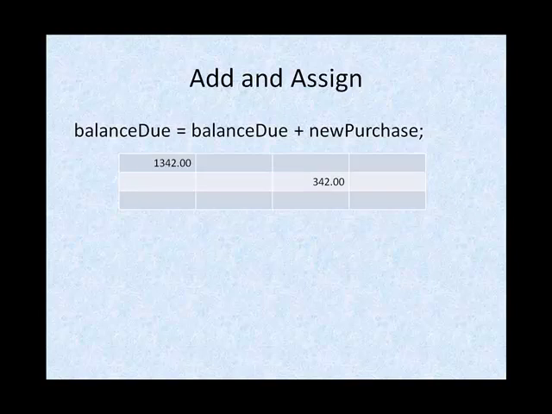You can make a statement such as balanceDue = balanceDue + newPurchase, and it would take 1,000 plus 342 and assign the result, 1,342, into balanceDue. The statement balanceDue += newPurchase does exactly the same thing. It takes the value on the right, adds it to the value on the left, and assigns the new value to the variable on the left.